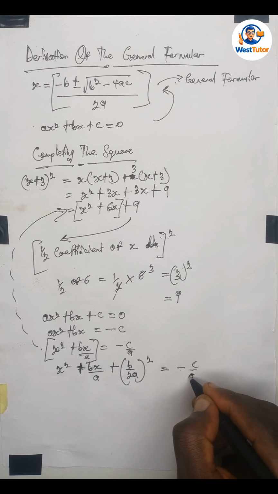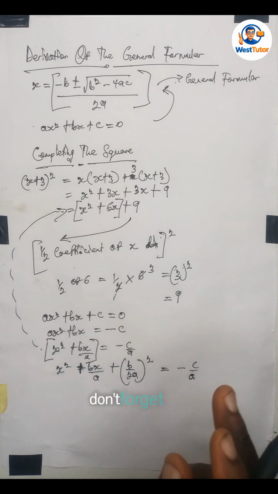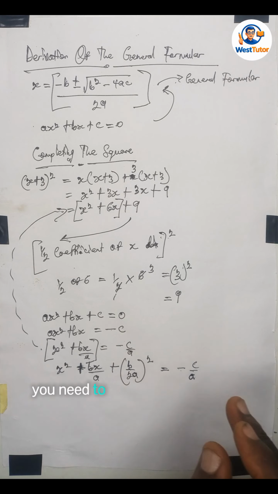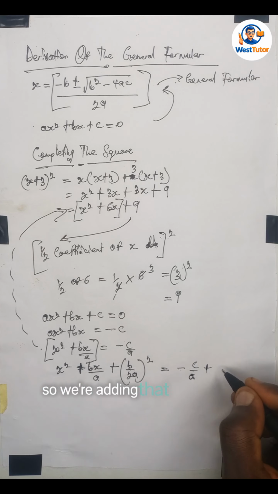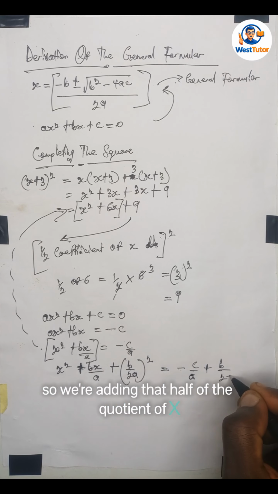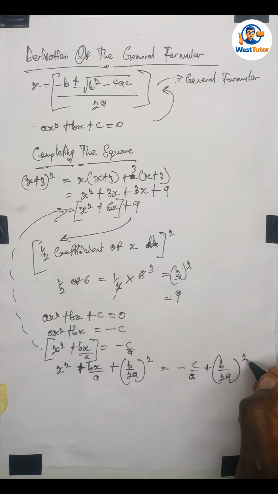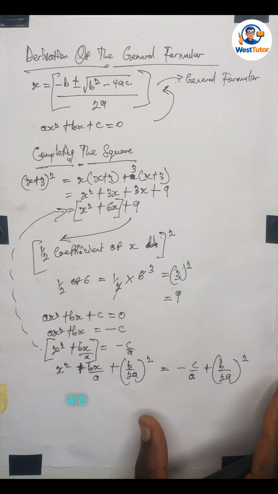I hope that is clear. Now don't forget that once you add this to the left side of the equation, you need to add it to the right side of the equation. So we're adding half of the coefficient of x, that is b over 2a squared. The equation remains balanced. Are we together?